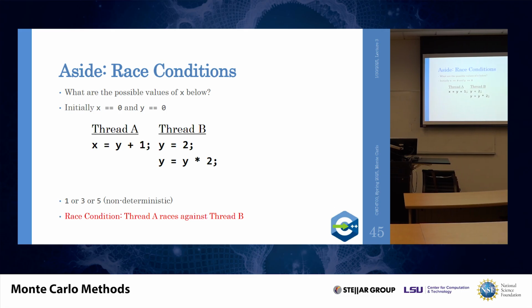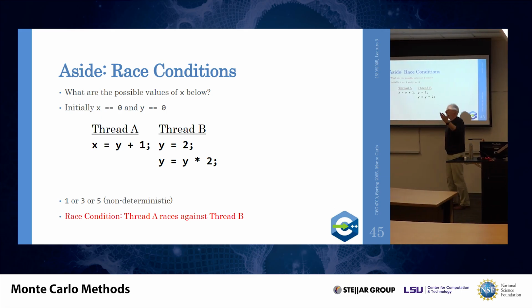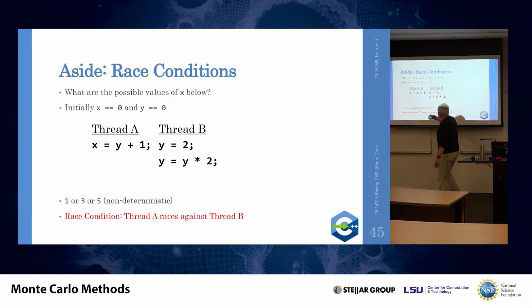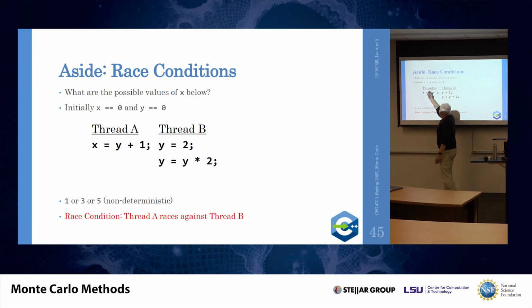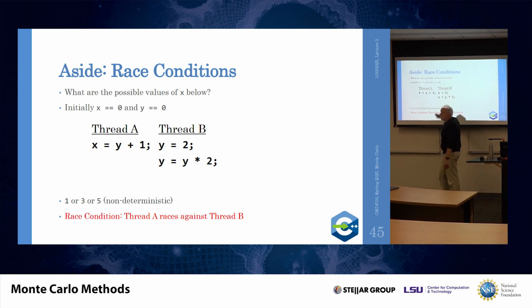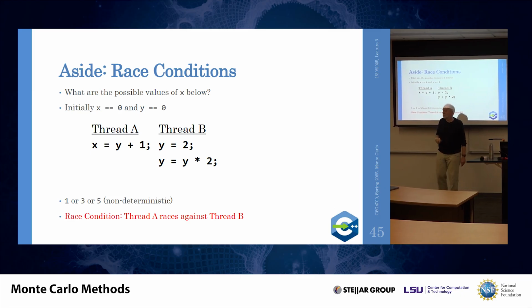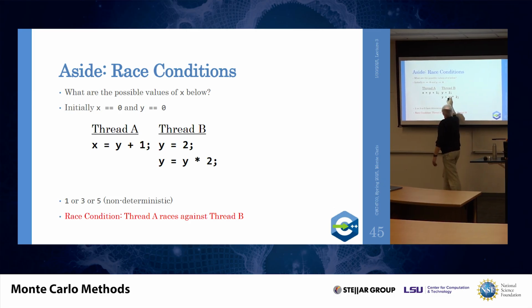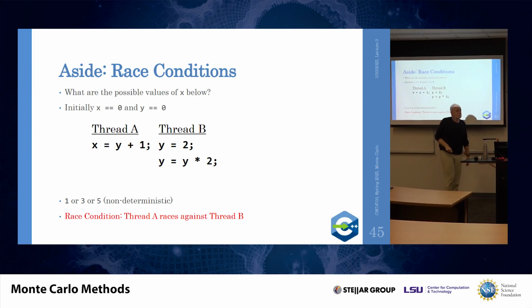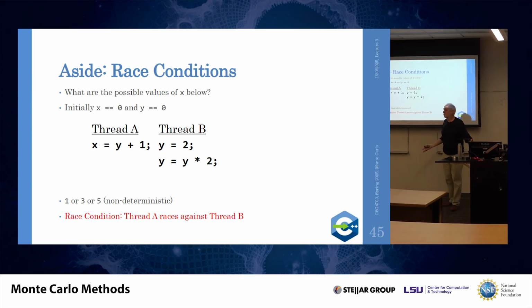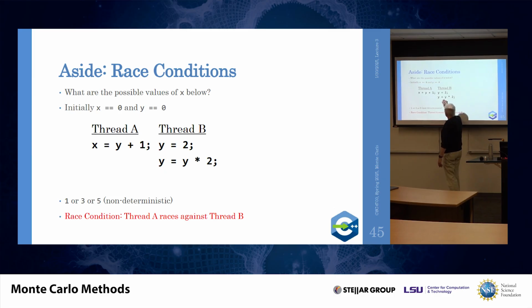It could be 3. What else? Could be 5, right? So it's a race condition. And let's think about it. If this executes first before this starts executing, what do we get? We get x equal 1 because y starts at 0. Now let's assume this is run first, then this runs, and then the multiplication runs. X will be 3. And if these 2 things run first and then that runs, we get 5.